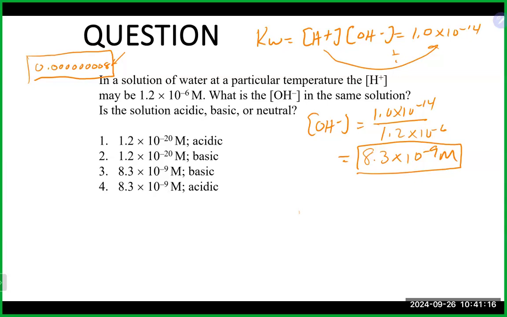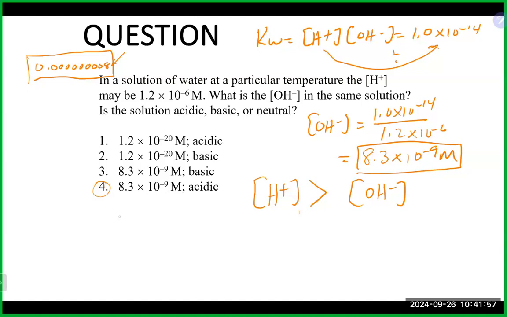We now want to compare our H plus concentration to our OH minus concentration to determine if it's acidic, neutral, or basic in this case, and which one is larger, the H plus or the OH minus? It is the H plus concentration that is the larger value. Everybody agree? And that would mean we would look at tier 4 as it being acidic.